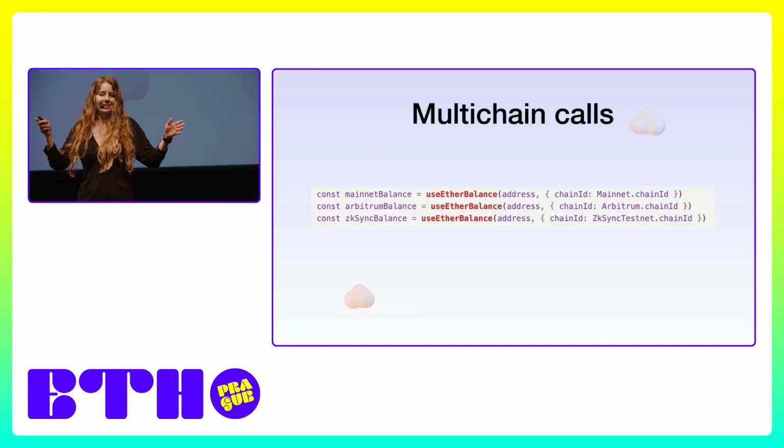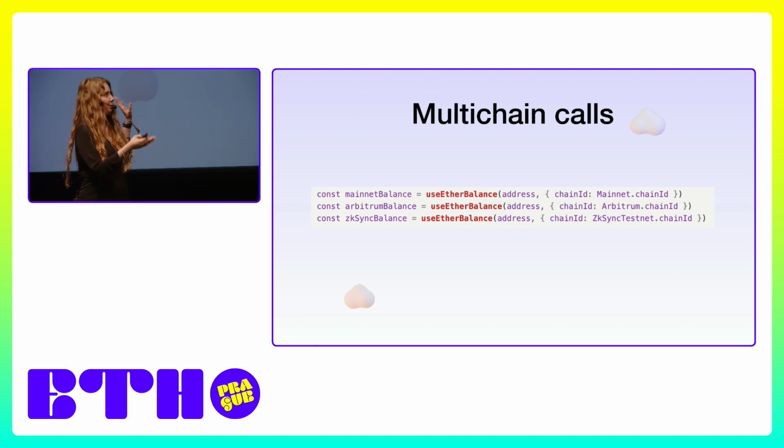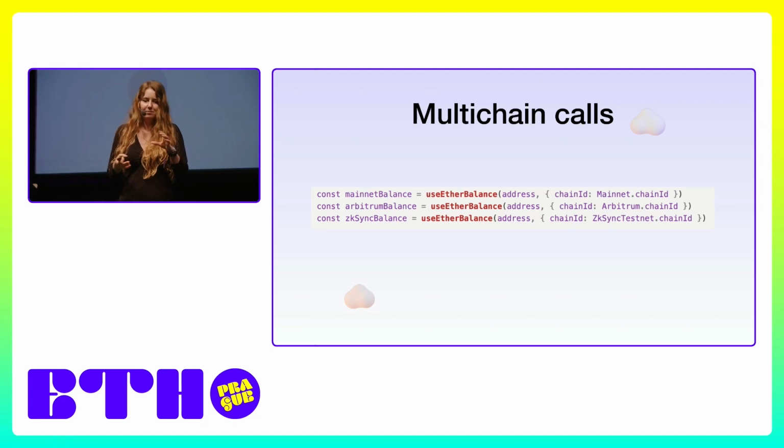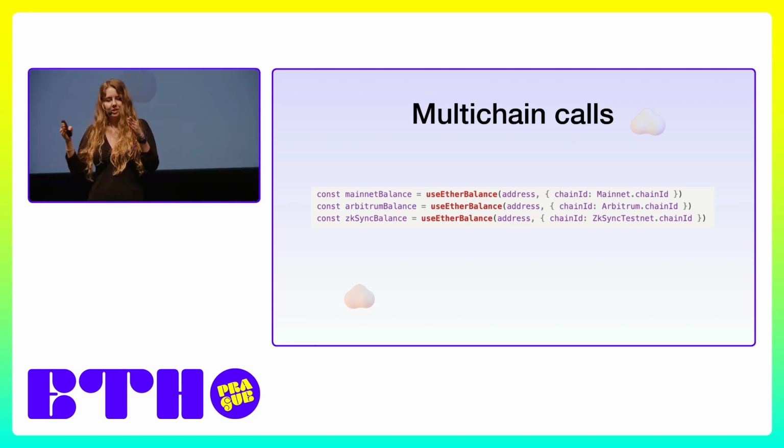Yeah, so the final feature we all came here for is multi-chain support, multi-layer support. Let me show you an example of how to do that. Here we can call for Ether balance on 3 different chains. To do that, you just need to pass an additional argument, which is chain ID in this case. And here we have mainnet, Arbitrum, and zkSync testnet, all these different balances displayed in one view.